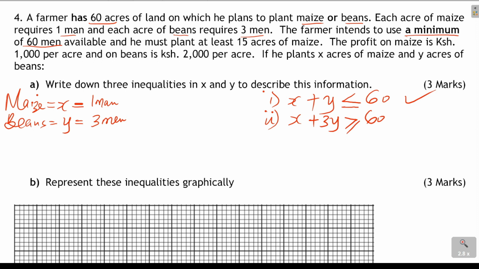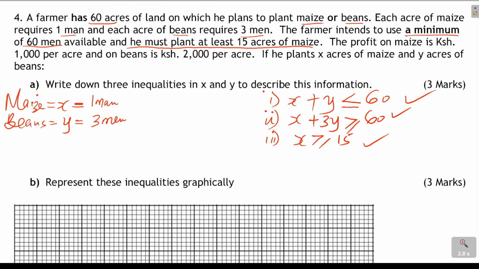And the other statement here, he must plant at least 15 acres of maize. The acres of maize are represented by X. So acres of maize should be at least 15. At least 15 means the acres of maize, which is represented by X, should be greater than or equal to 15. So that is the third inequality. So we have written the 3 inequalities that you are supposed to write.